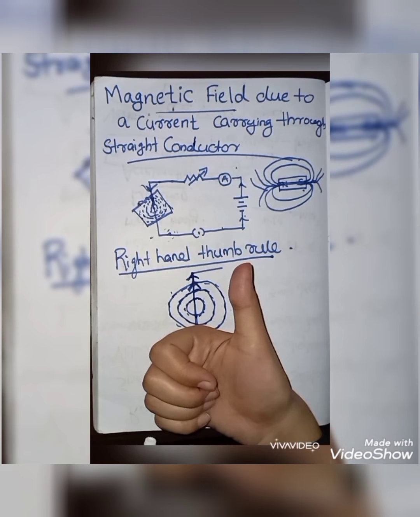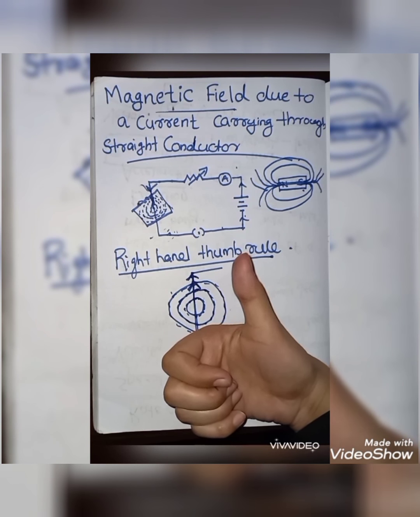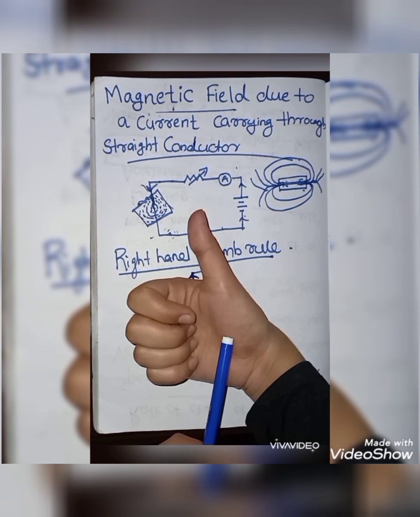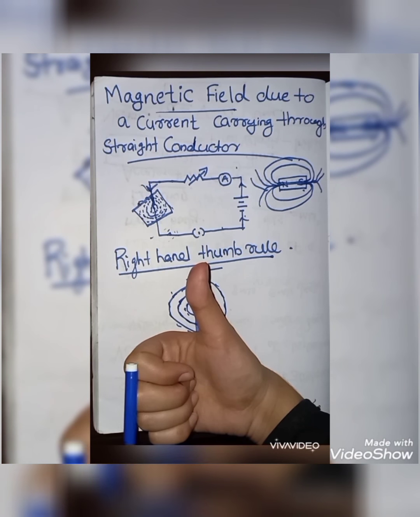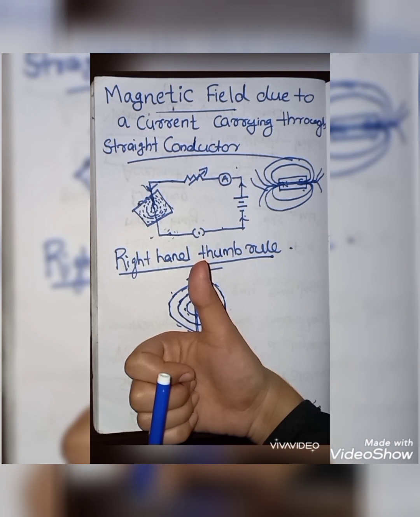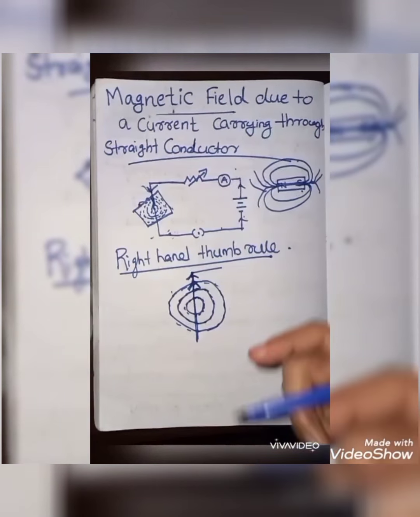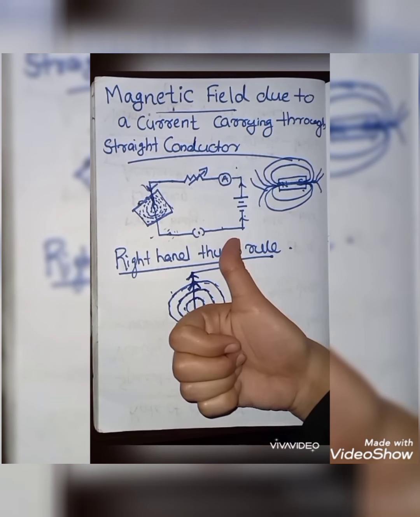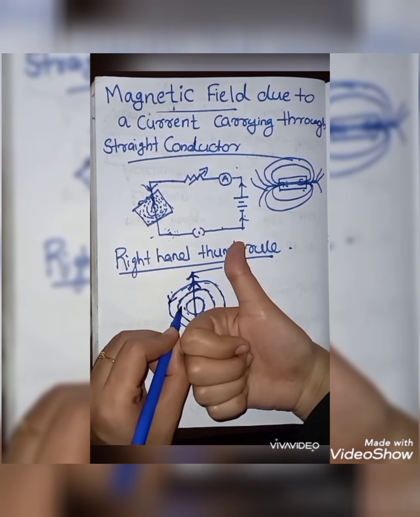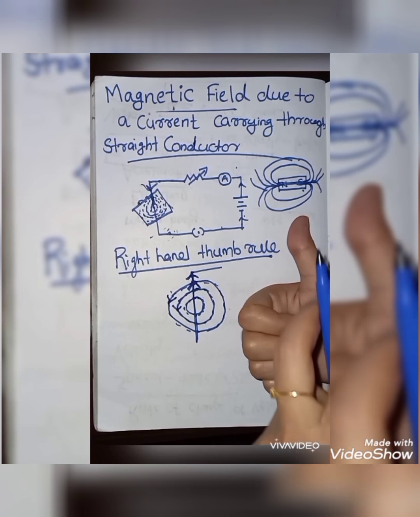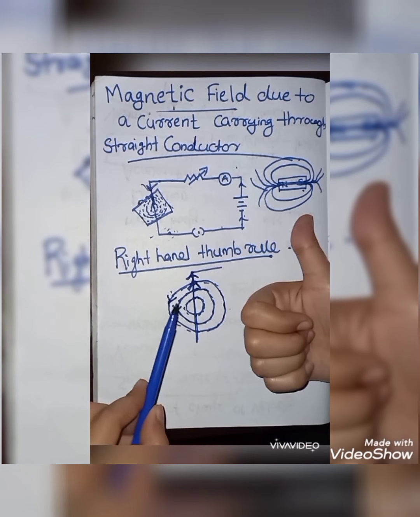We take our right hand and we straighten our thumb. Imagine that you are holding a current carrying straight conductor in your right hand. The right hand represents the current carrying straight conductor. My thumb represents the direction of current, and my folded fingers represent the direction of field lines. That means here the direction of current is on this side, and my right hand is like this. So the direction will be in this direction. The current flows on this side, and the direction of my folded fingers, the field lines, is like this.